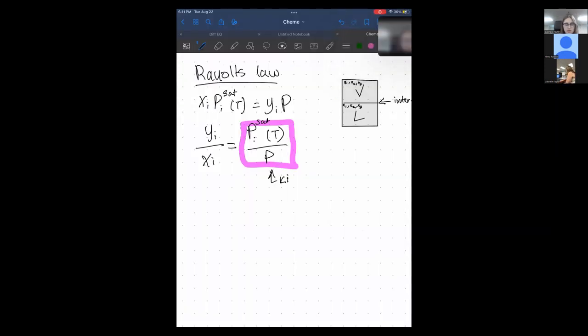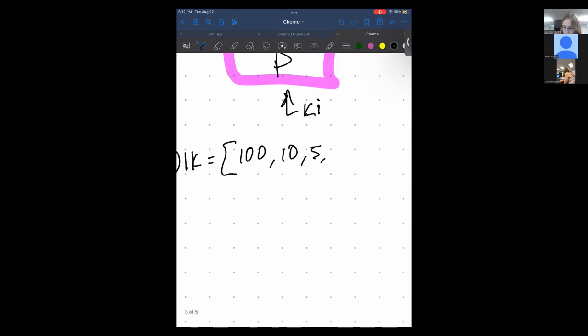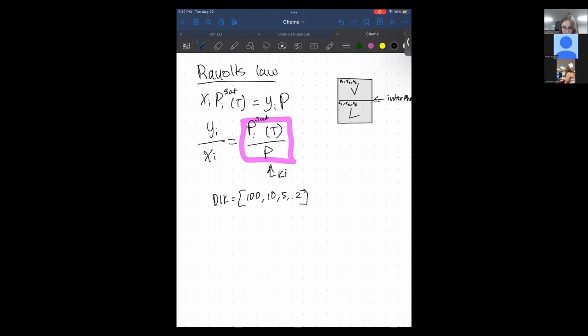So for our Ki, what we know is that we have our mole fraction ratios, and those are 100, 10, 5, and 0.2. And those mole fraction ratios between the mole fraction of the vapor and the mole fraction of our liquid, that is our Ki constant. So let's write this down first. We have our dKi, because this is for a distillation chamber. And we have 100, 10, 5, and 0.2.